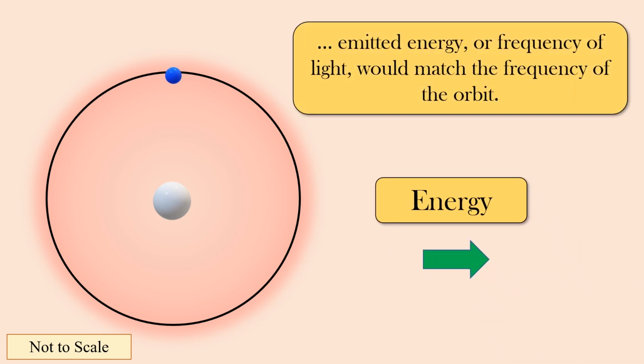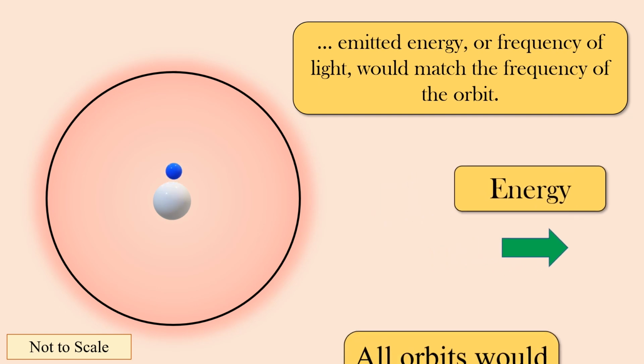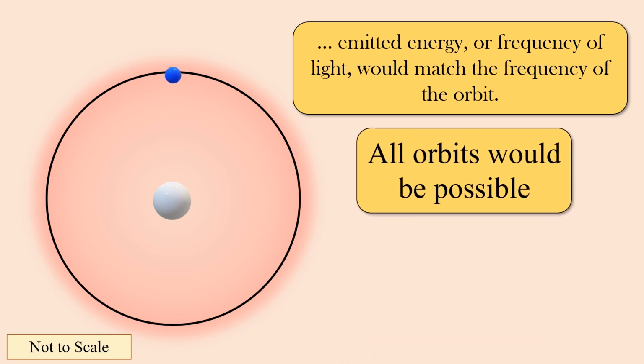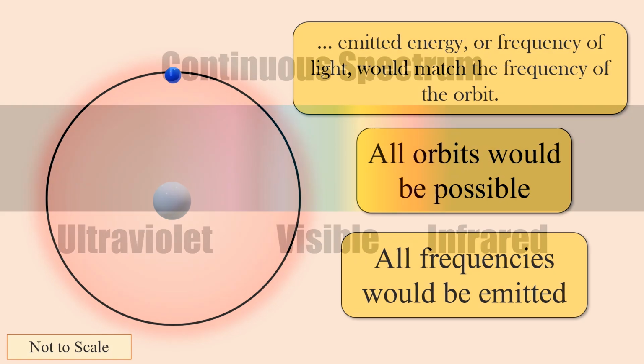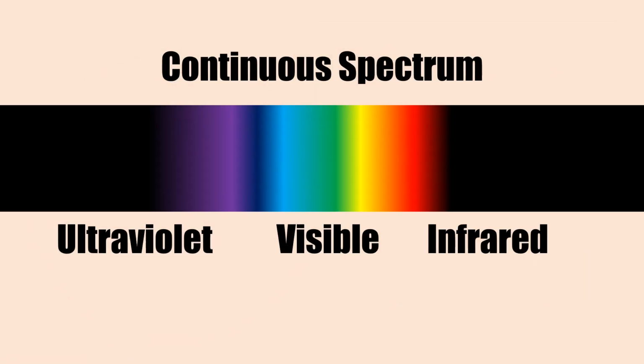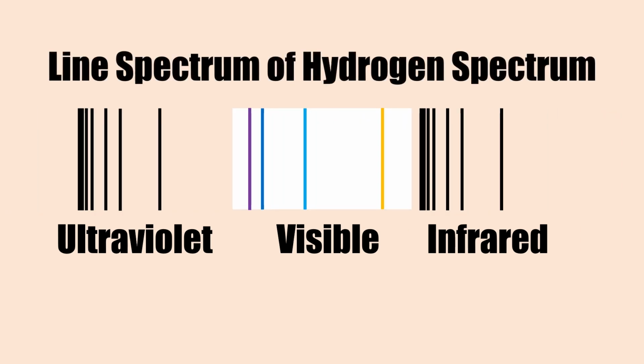The second problem with this model is that the emitted energy, or frequency of light, for example, would match the frequency of the orbit. Think about it. If the electron is spiraling towards the nucleus, then all orbits would be possible. Thus, all frequencies would be emitted. A continuous spectrum would be observed. Again, this does not match the observed atomic spectrum or line spectrum of hydrogen, where only specific frequencies are observed.